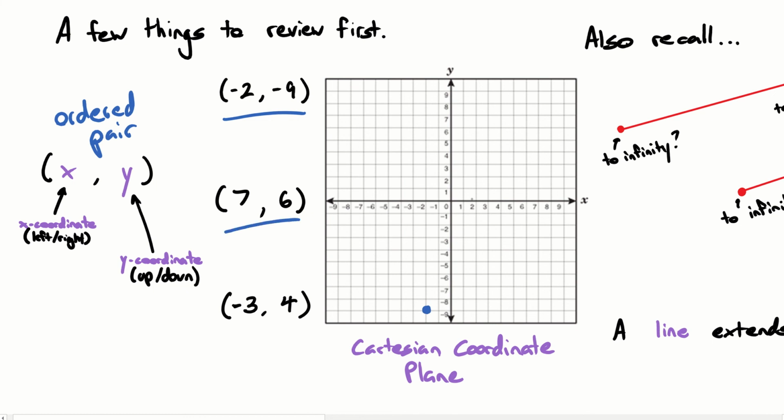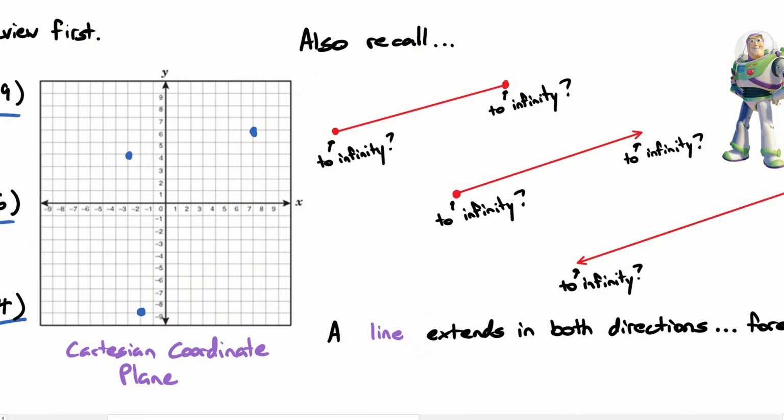7, 6. Let's see here. Go to the right 7, up 6. All right, good. -3, 4. Okay, so we go left 3, we go up 4. There's -3, 4. Good. So if we remember how to do that, we're in really good shape for representing an infinite number of solutions for a two-variable equation. Now also recall something, folks.